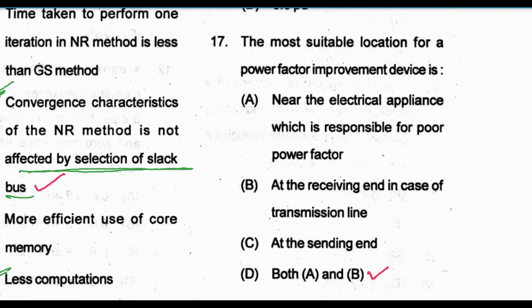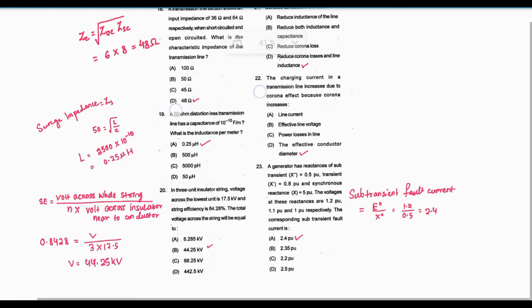Power factor depends upon the load, so we will put the power factor improvement device at the load or at the receiving end station. So here option A and B both are correct. So option D is correct, both A and B. Next question, question number 18.